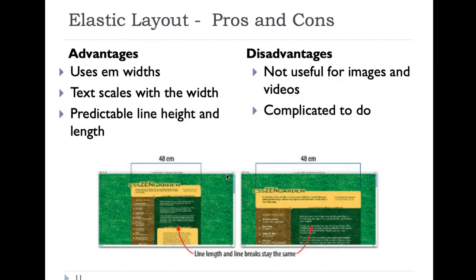Now, if I go back to our presentation, again, it uses EM widths. The text will scale, and we can predict the line height and width. The disadvantage is it's not useful for images and videos. Well, it can be useful for images if we make the images responsive, and that means having a height of auto and a width of 100%. And it's not that complicated to do. For my videos, for elastic layout, I would use bigvideo.js. It's a JavaScript framework.